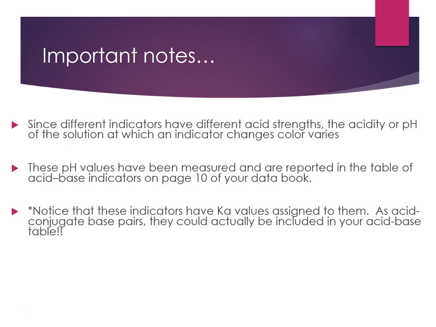Different indicators have different acid strengths, and so the pH at which indicators change color can vary. The pH values for the different indicators are listed in your data booklet on page 10. Notice that indicators have Ka values just like acids and bases in your acid-base table.